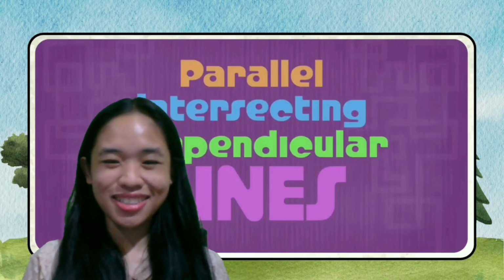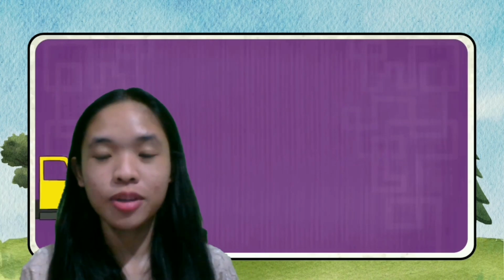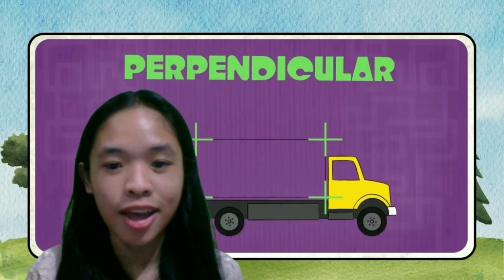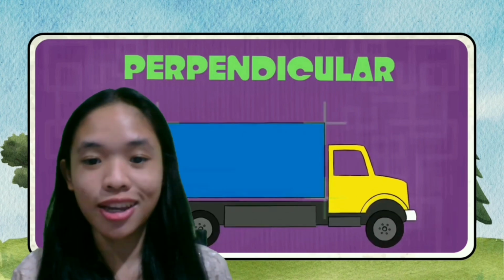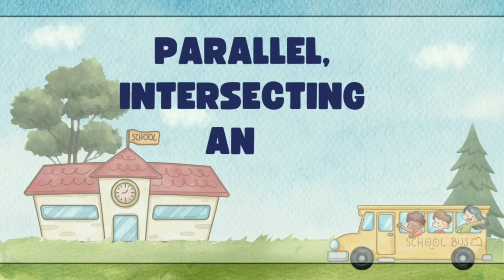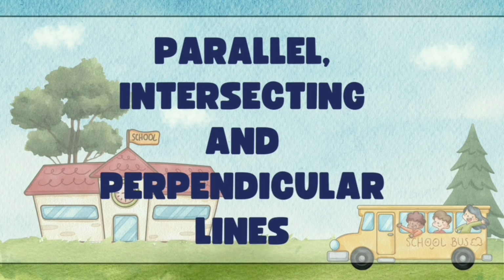Good job, children! Now, what do you think is the idea shown on the video? So it shows different lines that we will tackle later on. But for now, here are the objectives. Let's start discussing parallel, intersecting, and perpendicular lines.